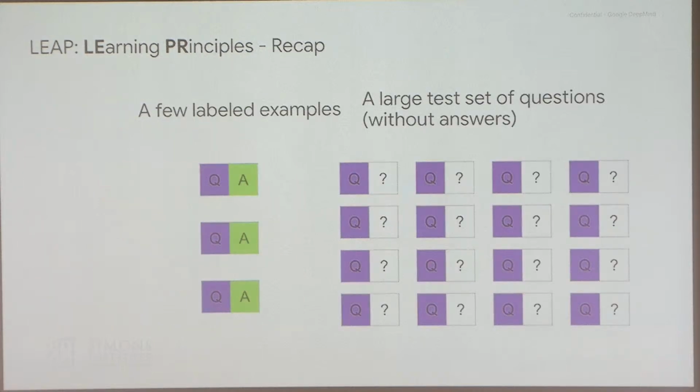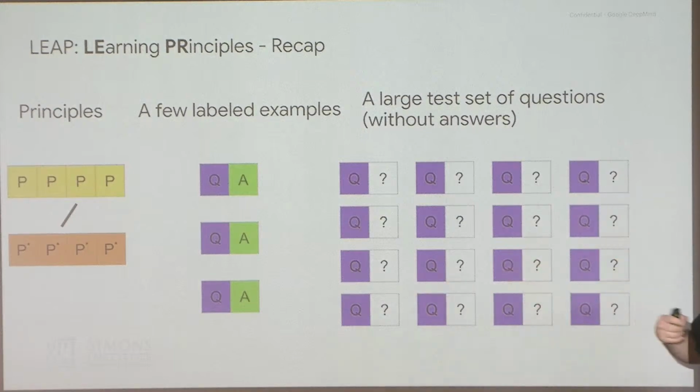So just to recap, we started with a few labeled examples and a large test set of questions only without answers. But now, using the same budget of data and the same budget of supervision, without any additional data or supervision, we also have principles that are specific to this task or to this domain. Learning these principles, the entire process that I described in the past few slides, is like learning a new prompt that is specific to this domain, but it's basically for free. We didn't spend any additional data. The only cost is a few more queries to the LLM. But this can be done once for each domain or once for a test set.